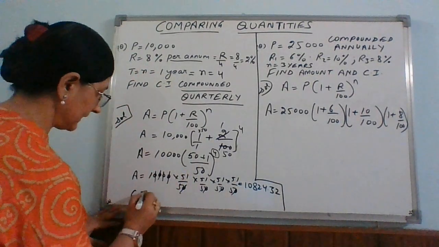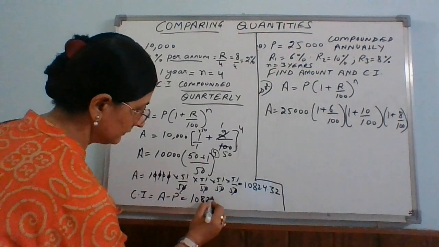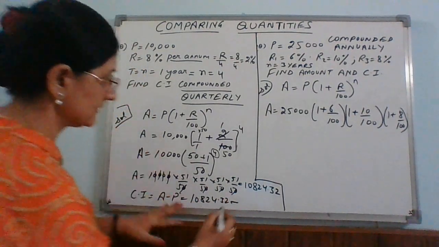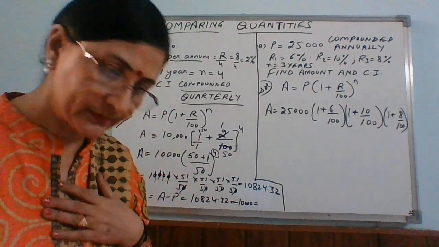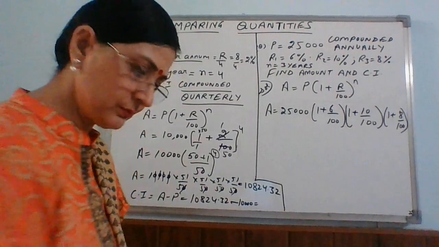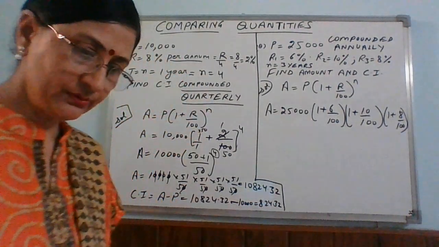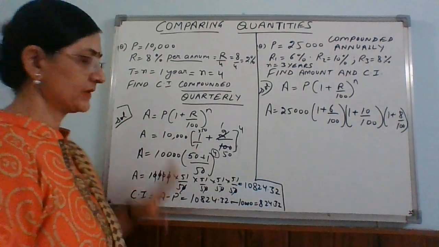Now what do you have to do? You have to find CI. What is CI? A minus P. What is your A? 10824. Whatever the answer is, that is A. Principal is given, that is 10,000. So you subtract 10,000 from this, and then you will get the answer 824.32. So this is the compounded interest, 824.32 rupees. So I hope it's clear.